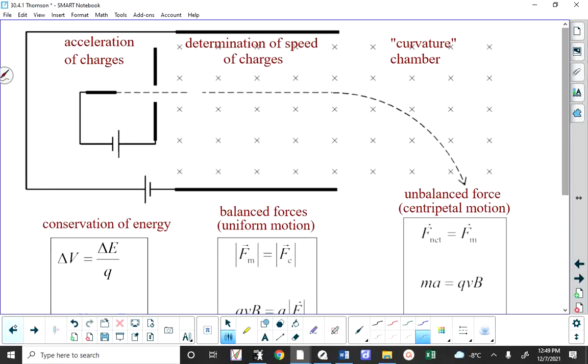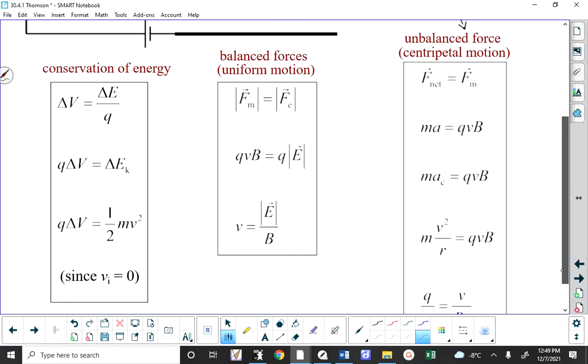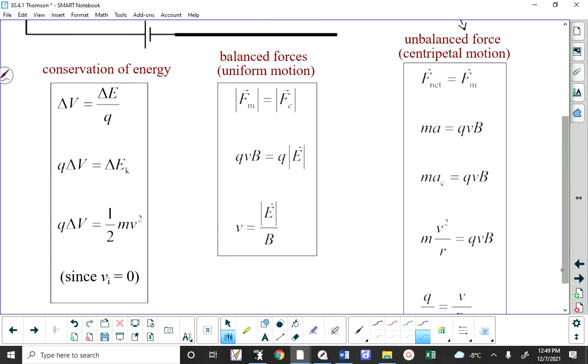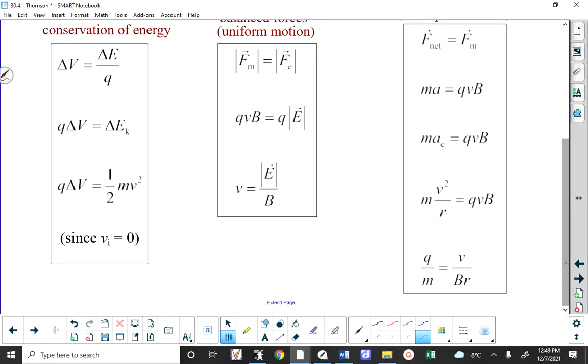You can analyze that using the skills and the formulas that we learned in Unit 2. If Fm equals Fe, then you can write QVB equals QE, and you can go from there and find whatever it is you're asked to find. If Fnet equals Fm, then you can write Ma, which is Fnet, equals QVB, the magnetic force. The acceleration is centripetal, so you change the acceleration to v squared over r, and if we cancel one of the v's and multiply by r, you get mv equals qbr, which I don't have written. And you use that to find whatever you need to find.